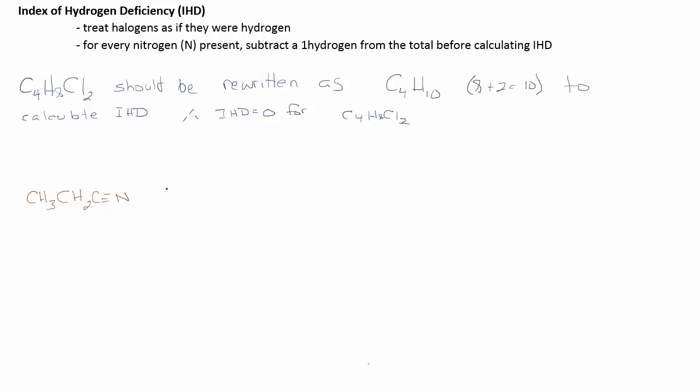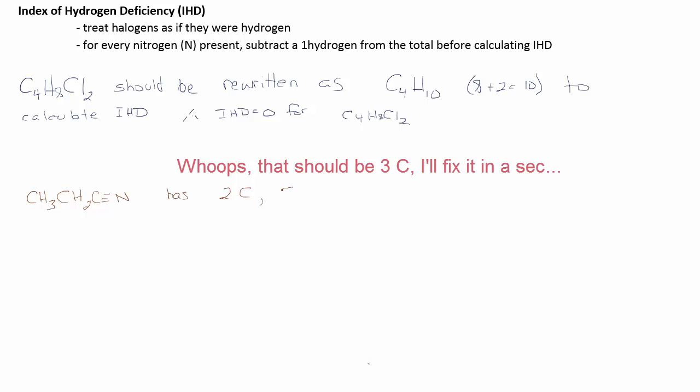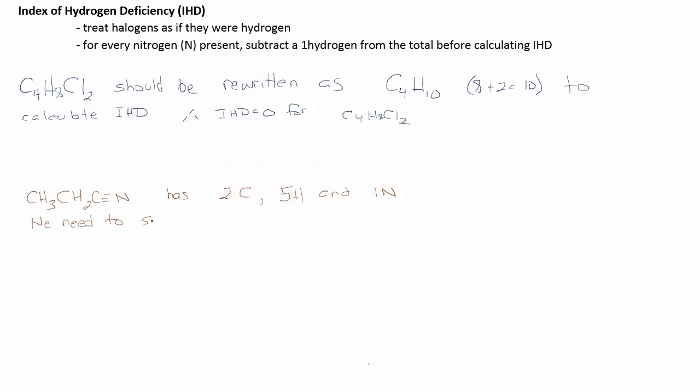All right, another example here, we'll treat a nitrogen. We'll say this CH3, CH2, C triple bond N. You can see that it would have 3 carbons, 5 hydrogen, and a nitrogen in there. So I need to, before I go and calculate the IHD number for this, I need to subtract 1 hydrogen from the total. All right, so we'll say 5 minus 1 is 4. So I'm going to need to write sort of a modified formula here as C3H4.